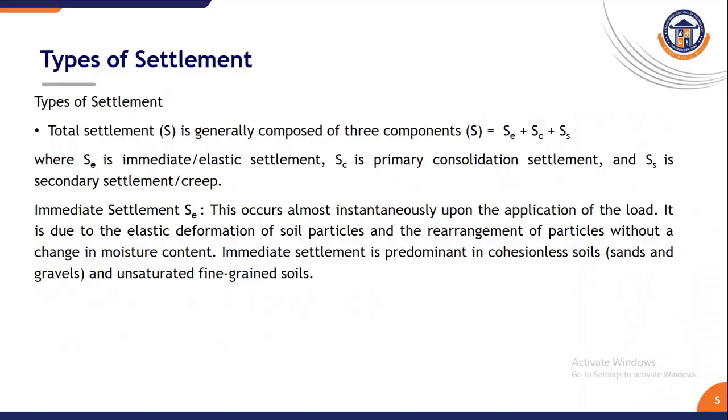Here are all the types of settlement. Total settlement consists of three categories. The first is immediate settlement, then primary settlement and secondary settlement. Each type occurs due to a different mechanism and over a different time interval.